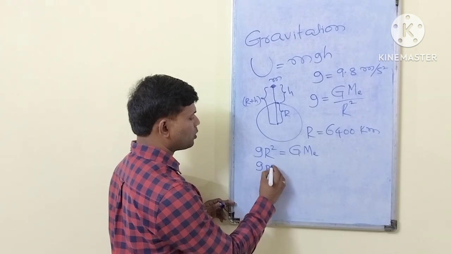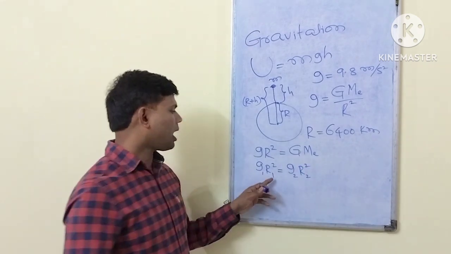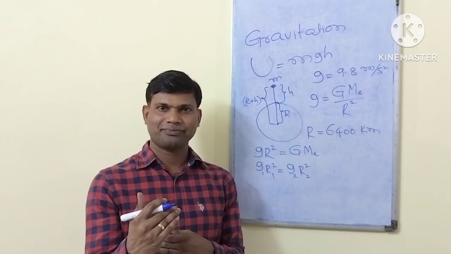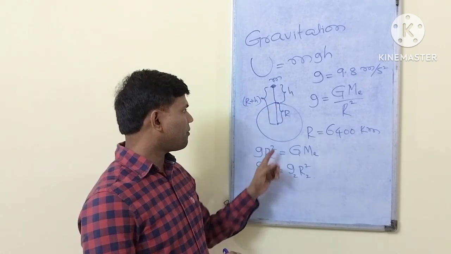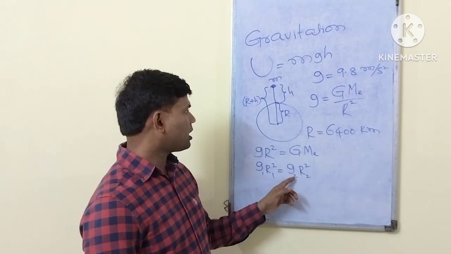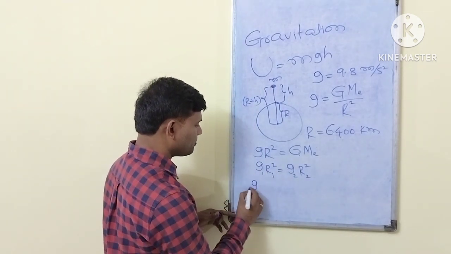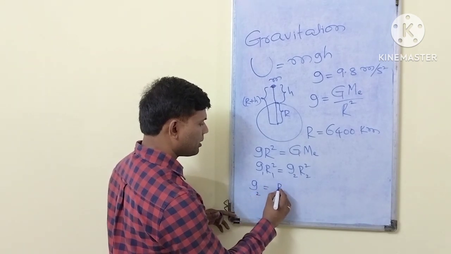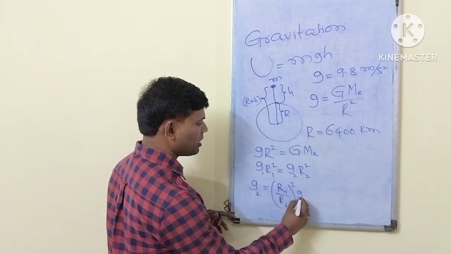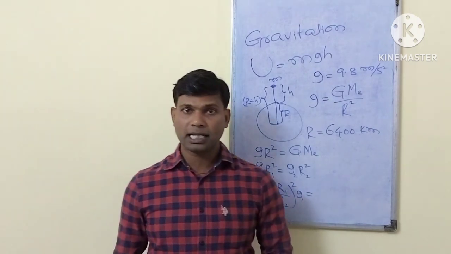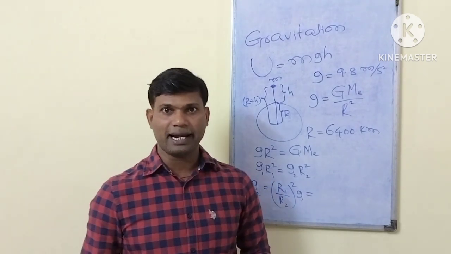g1 r1 square is equal to g2 r2 square. Here r1 is the distance at a particular point from the center of the earth. So I will take from here to here, radius of the earth only, r1. r2 from here to here I will take. So g2 is equal to r1 divided by r2 whole square into g1. g1 is acceleration due to gravity on the surface of the earth, I am taking, and r1 is radius of the earth.